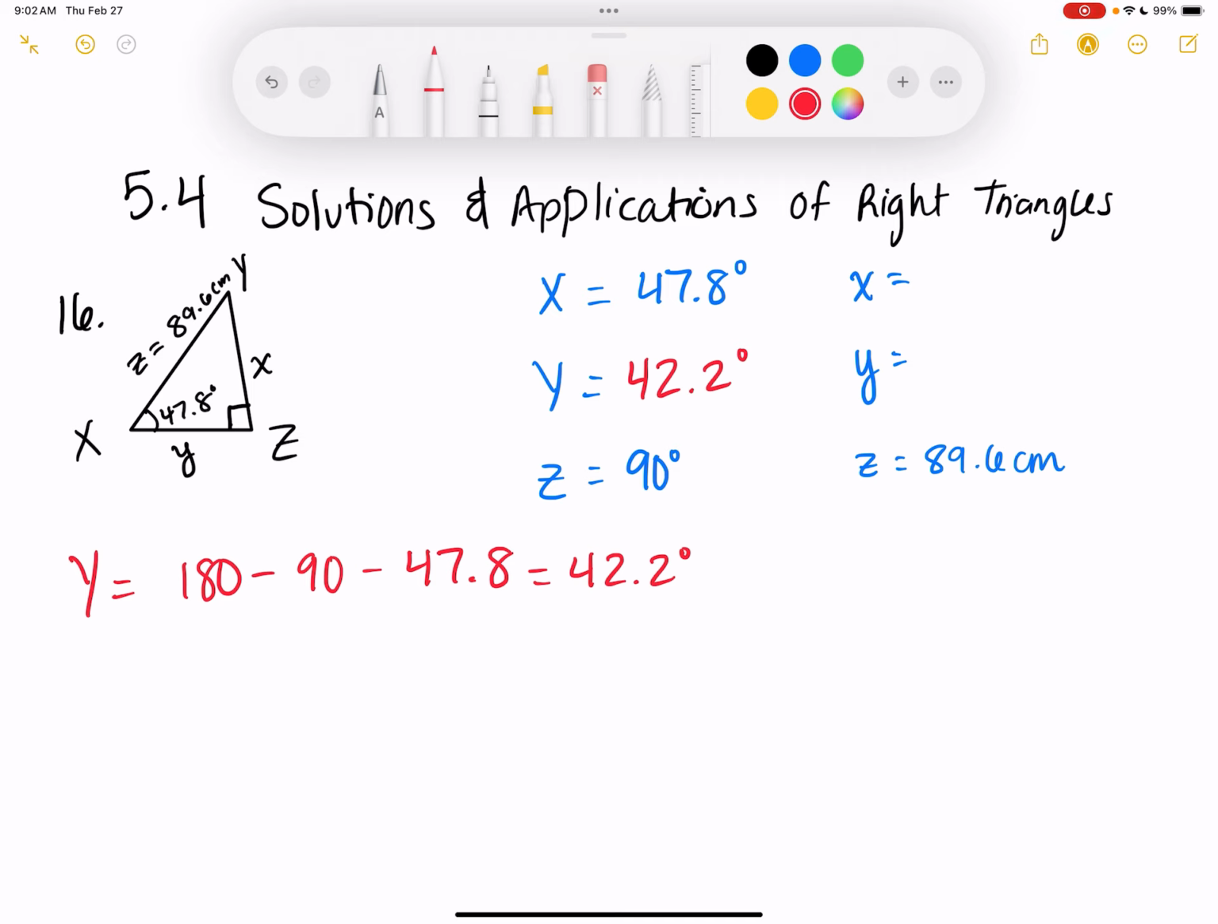But if I want to solve for x, and the only side length that I have is z, which is over here, the hypotenuse, what trig function, sine, cosine, or tangent, uses an opposite value and a hypotenuse value? Sine. Yep, sine. So this is going to be the sine of 47.8 degrees is equal to opposite, so x, over hypotenuse of 89.6.